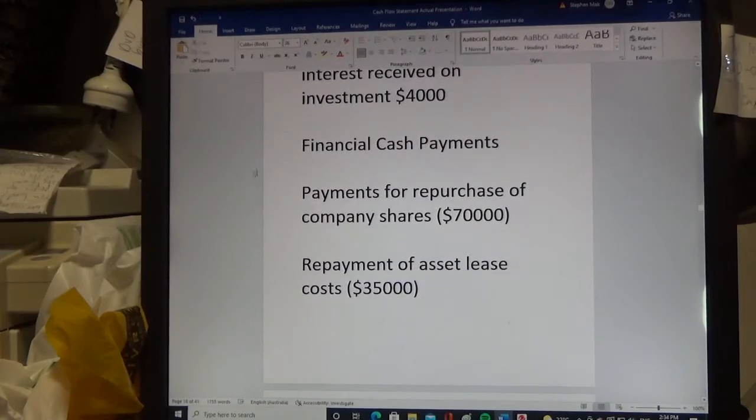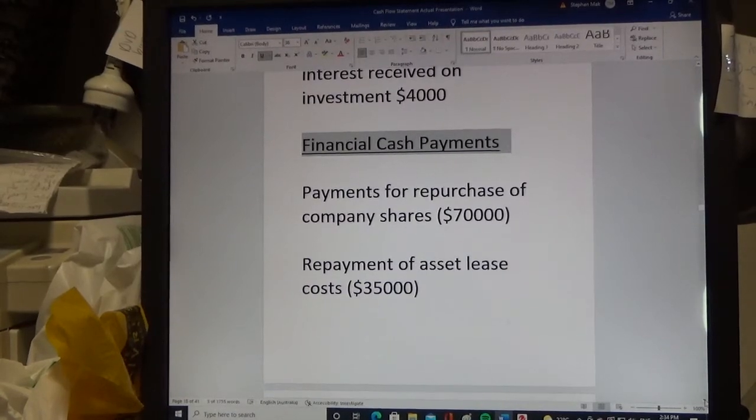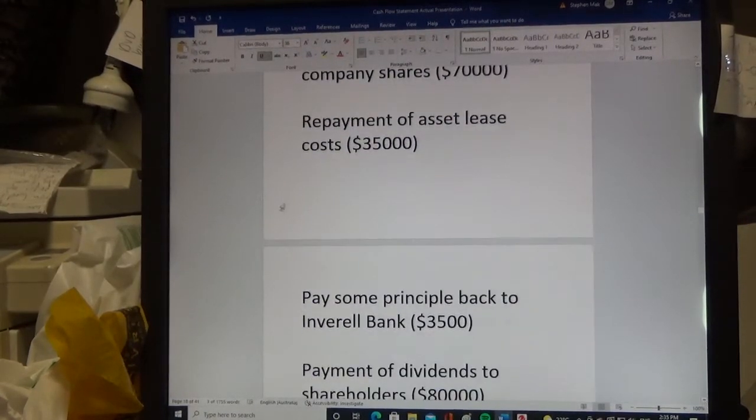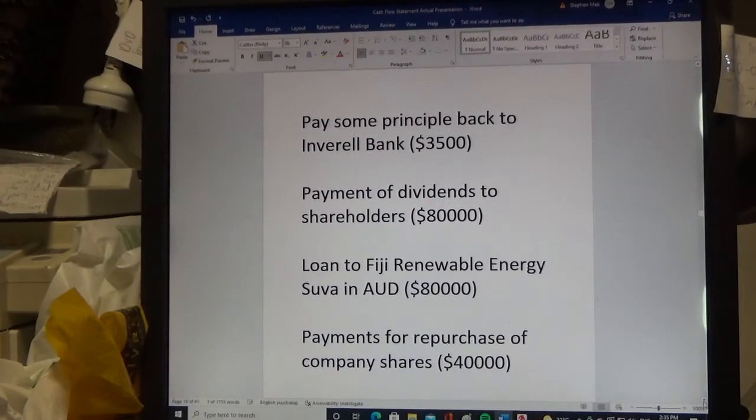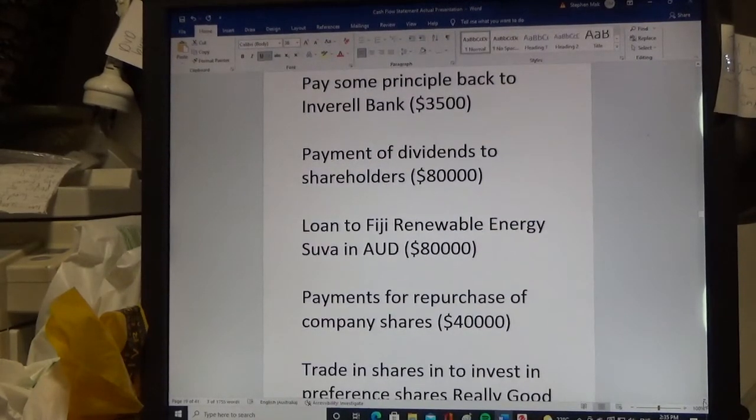Now we consider the financial cash payments. We've just mentioned receipts. So now it's outgoing cash. Payments for repurchase of company shares. That's when the company repurchases shares from shareholders. They want to put those shares in the company name. Repayment of asset lease costs. Also, leases, outgoing cash. Pays some principal back to Envero Bank. Payment of dividends to Boggabri Green Energy shareholders.